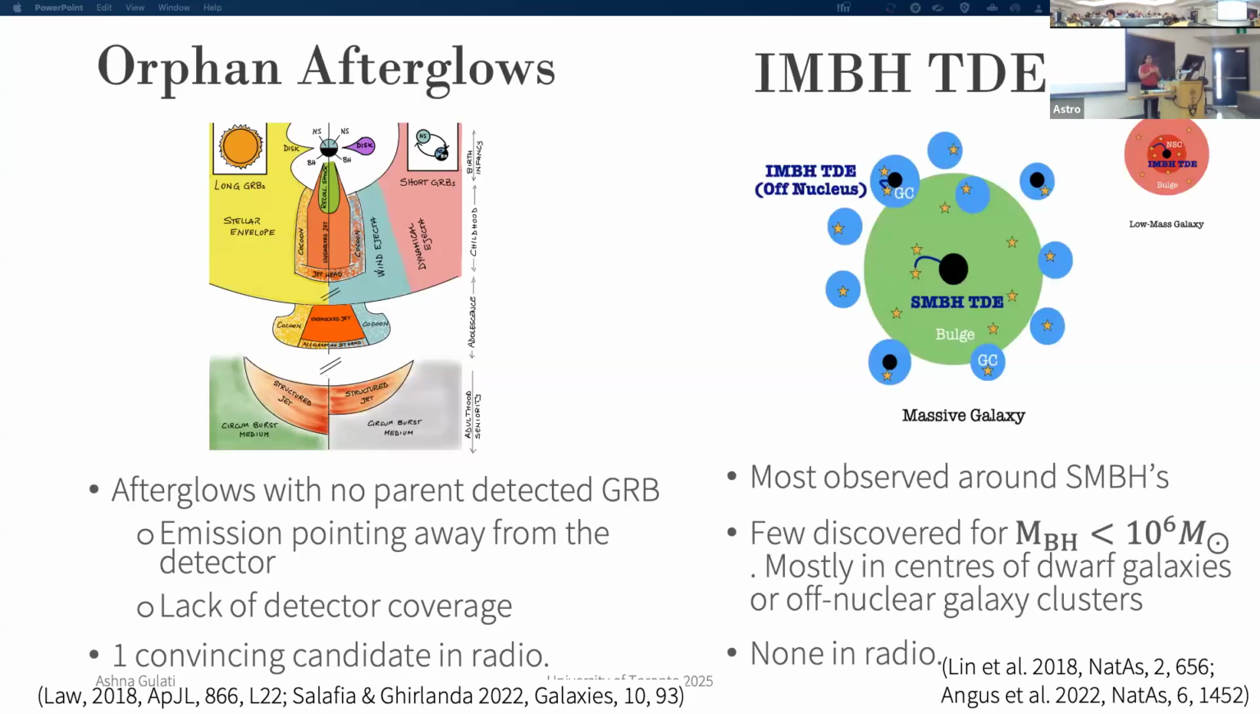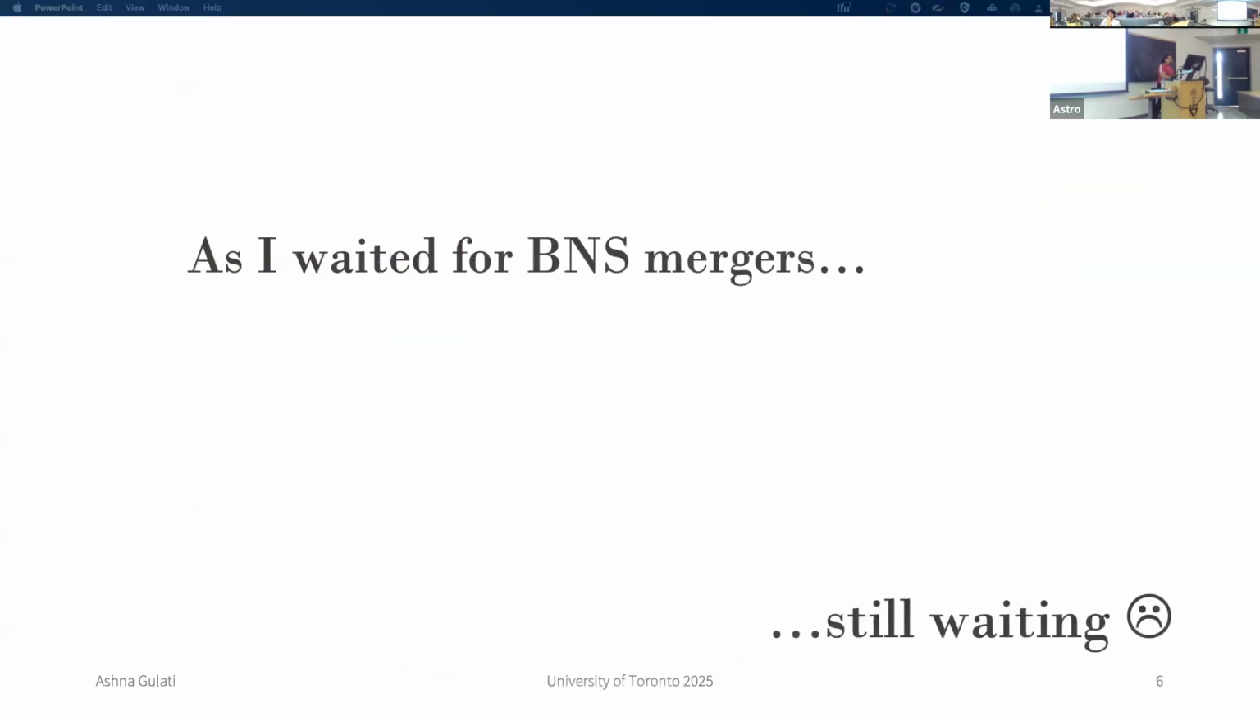IMBH TDEs: tidal disruption events are basically the disruption of stars when they get too close to black holes. The most well-studied ones have been near the supermassive black holes at galaxy centers. Recently, there have been ones with black hole masses less than 10^6 solar masses, which is basically in the IMBH regime. These have been found in the centers of dwarf galaxies or in off-nuclear galaxy clusters. And there have been none detected in radio up until now.